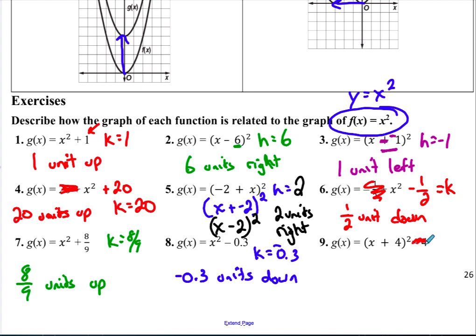For this next one, there was a typo there, so I want to get rid of that 4. So I have x plus 4 squared. So this is going to be an h value. Well, this was really minus a negative 4. My h is a negative 4, so it's 4 units left. Okay? So my k value slides it up and down. My h value slides me left and right.